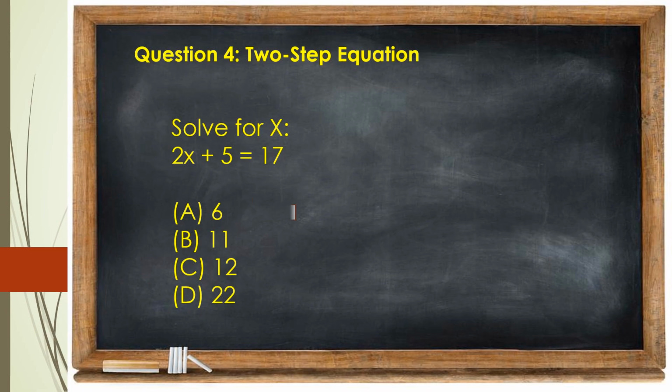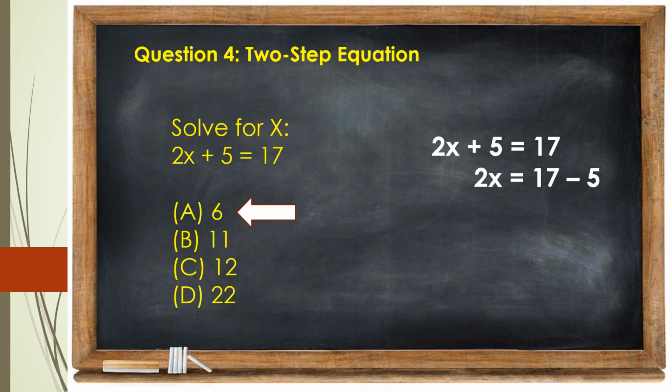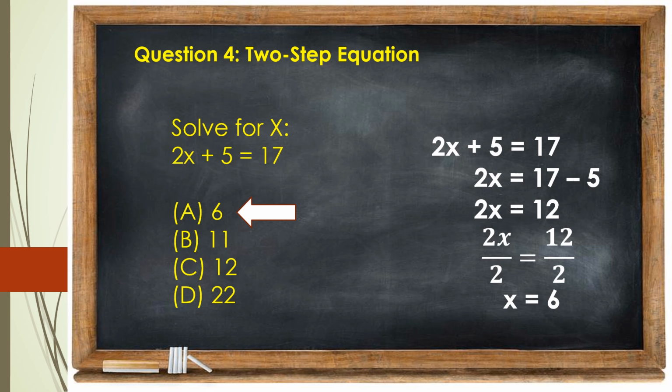The correct choice is A, 6. Let's solve this step by step together. Step 1. We need to clear the positive 5. We move it to the right side, where it becomes negative 5. That leaves us with 2x equals 17 minus 5, which simplifies to 2x equals 12.